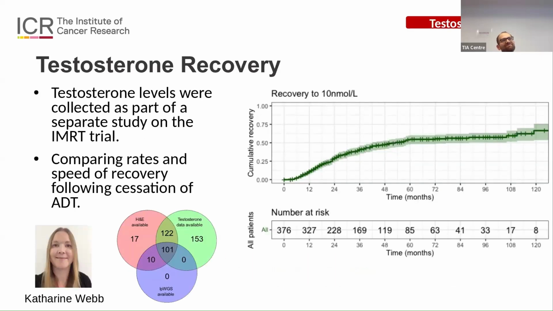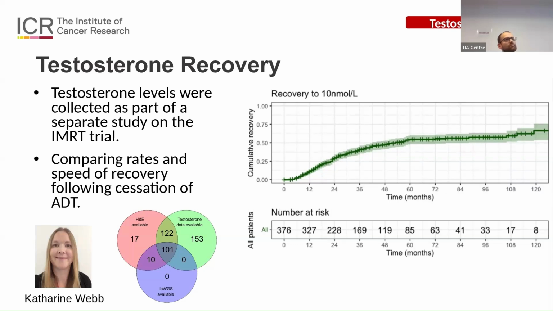So again, Catherine, one of her PhD projects has been this idea of testosterone recovery. I mentioned previously that patients are given androgen deprivation therapy for 1 to 3 years. After they come off, their testosterone levels will start to rise. Sometimes patients recover their testosterone due to age and potentially due to the effects of treatment, causing long-term tissue damage. But you can see that to say 10 nanomoles per litre, which is the low end of normal, you have around 50% to 60% at that level.